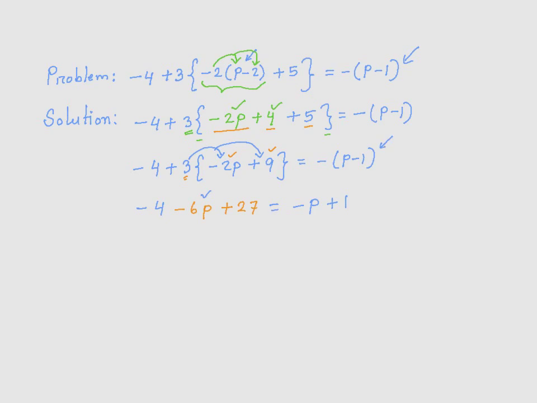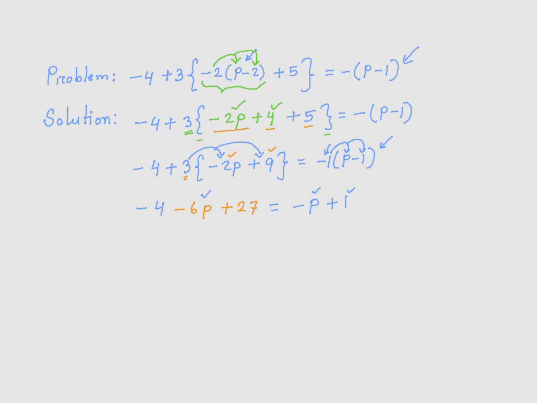I use the distributive property on the right hand side because there is a negative sign in front of the parenthesis, which is the same as saying I am multiplying everything inside the parenthesis by -1. So -1 times P is -P, and -1 times -1 is positive 1. That's what we've got. Now I'm going to combine the like terms on both sides and then bring all the terms involving P to the left and move everything else to the right.